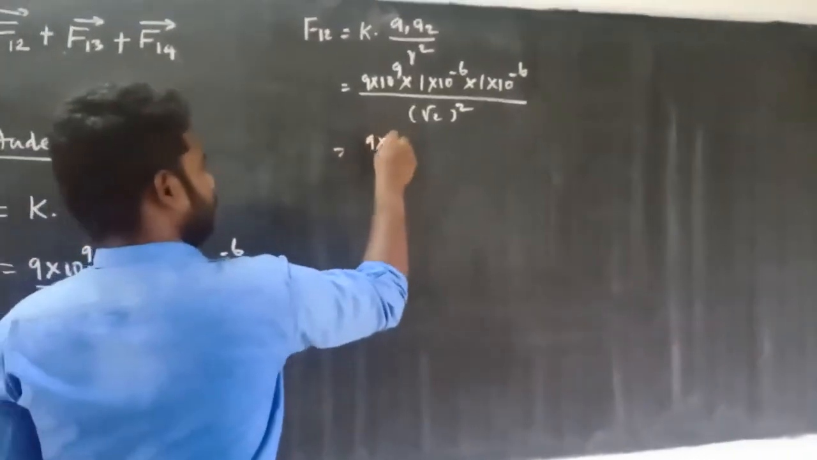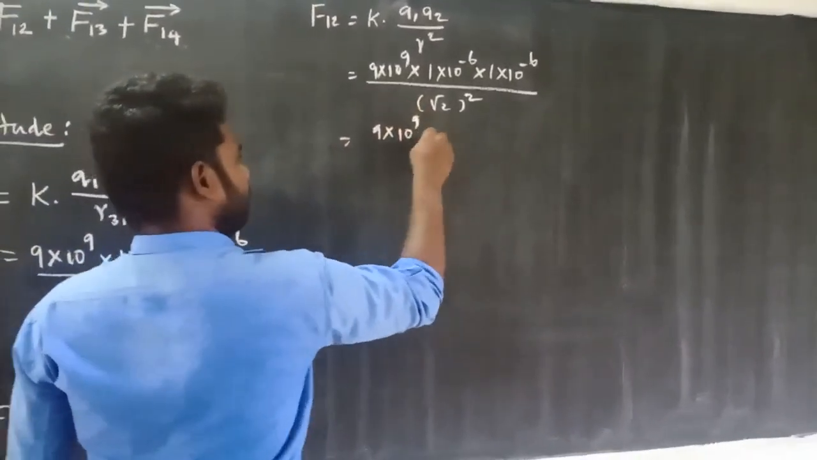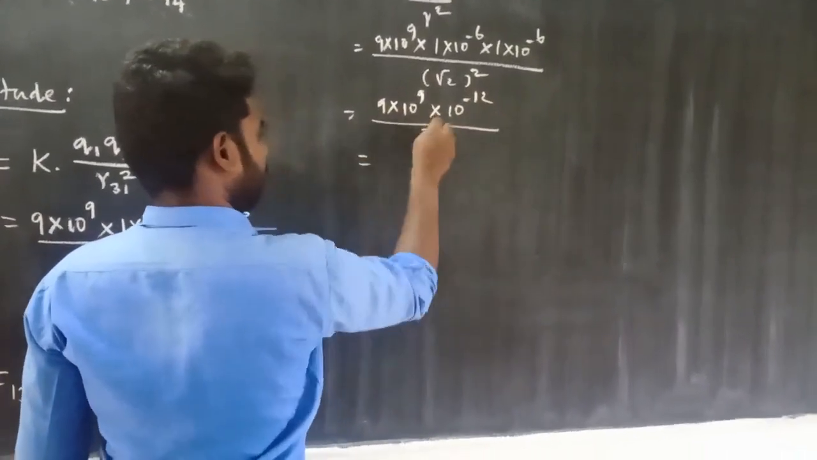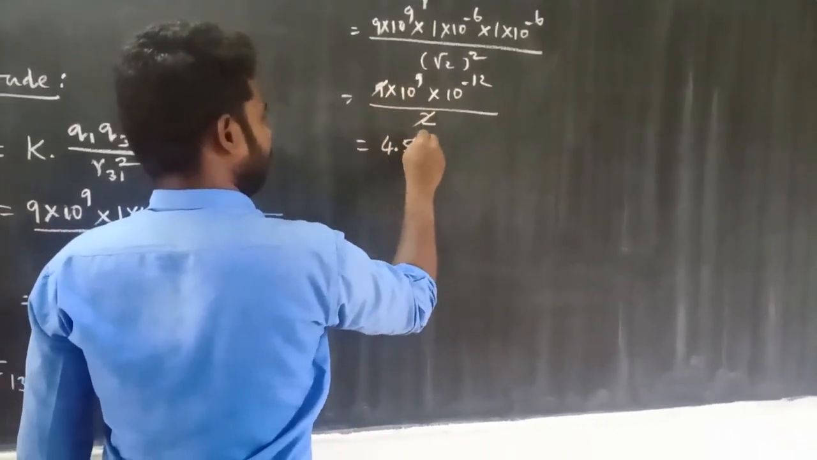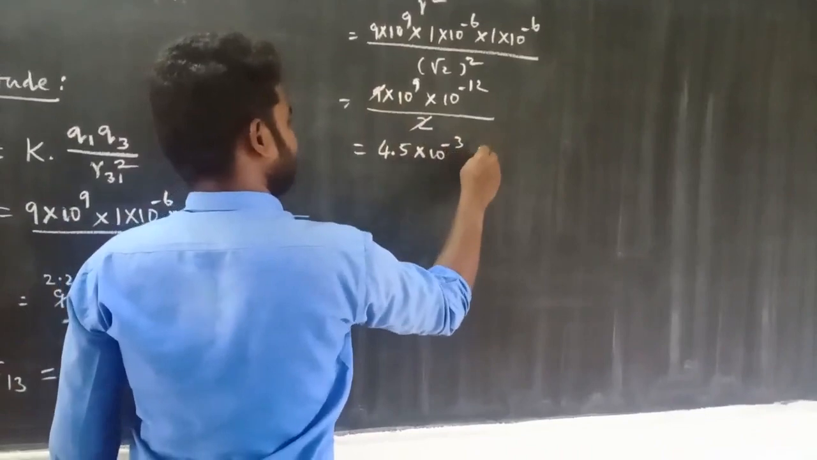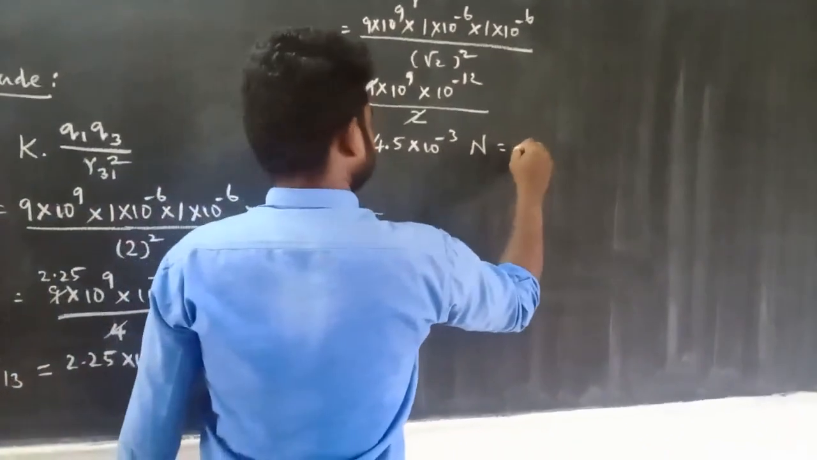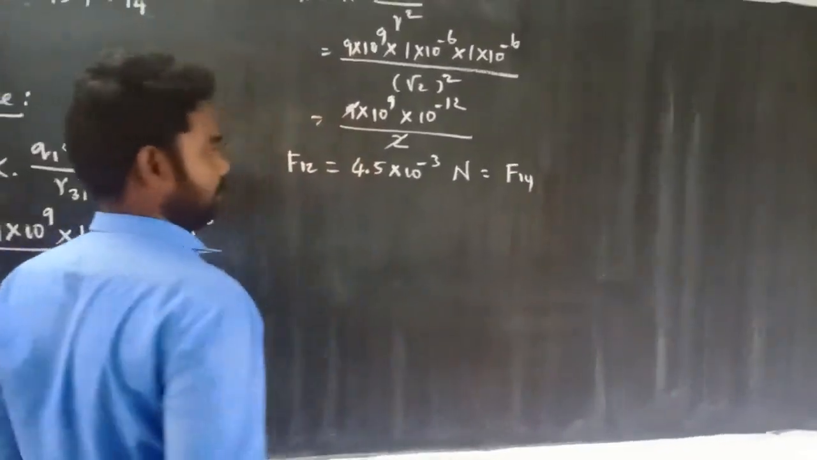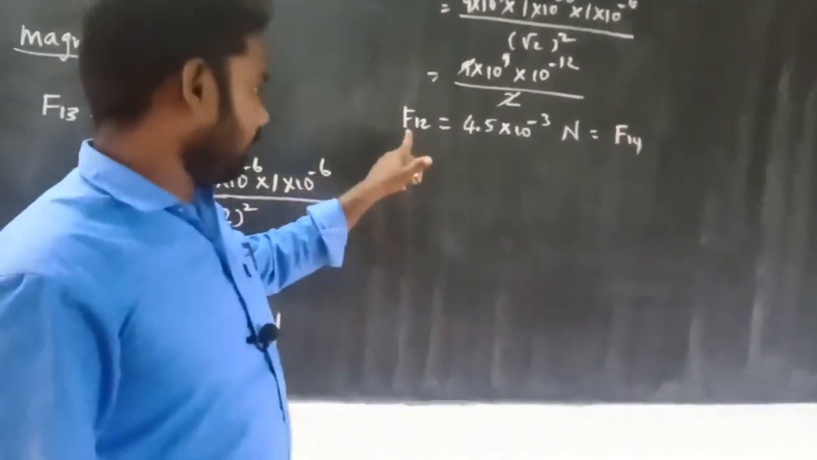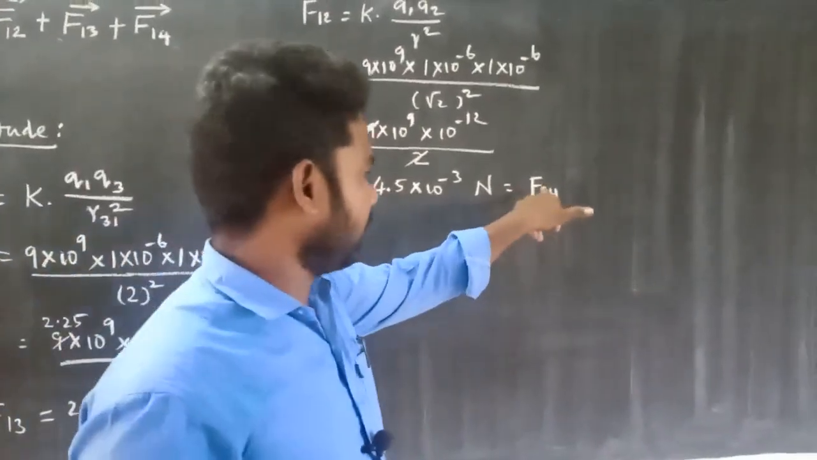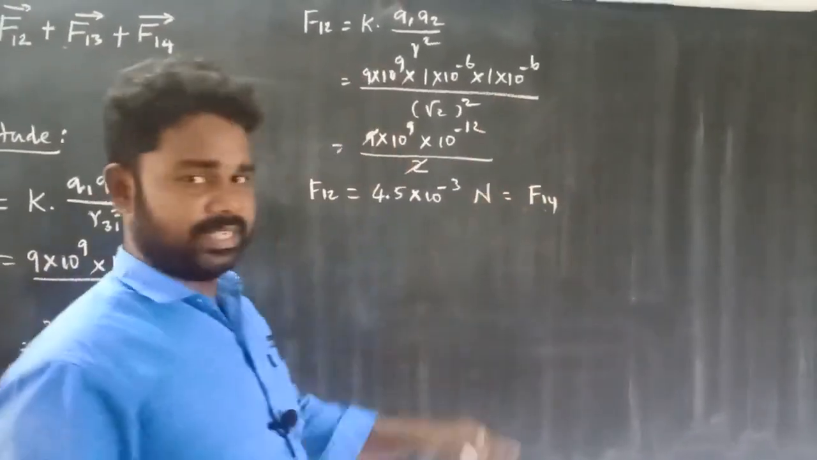So 9 into 10 to the power of 9 into 10 to the power of minus 12 by 2. Therefore 4.5 into 10 to the power of minus 3 Newton. This is the value of F12 as well as F14 also, because the force on the first charge due to the second charge is equal to the force on the first charge due to the fourth charge.